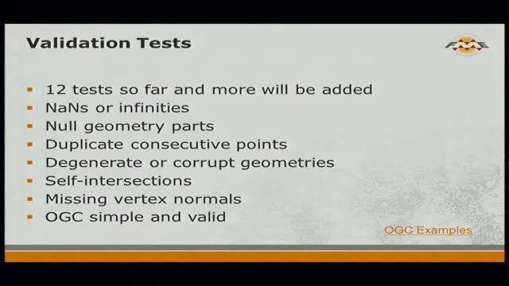So different databases actually view different quirks of the geometry in quite different ways. So far we've added 12 tests to the GeometryValidator, and we're going to be adding more. We're testing for things like not a valid number for a geometry, null geometries on different geometry parts in the geometry that you're throwing at it, duplicate points, self-intersections, 3D surfaces missing vertex normals. If you ever miss any of those, you'll know that you can catch them. And then the OGC simple and valid tests are in there.